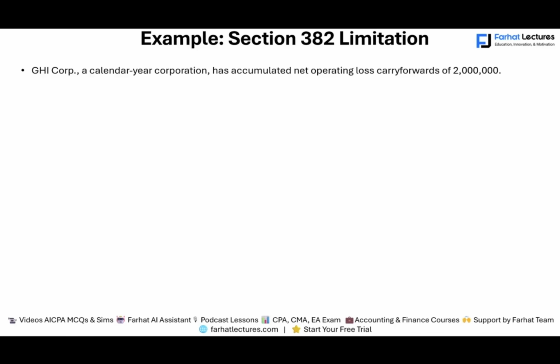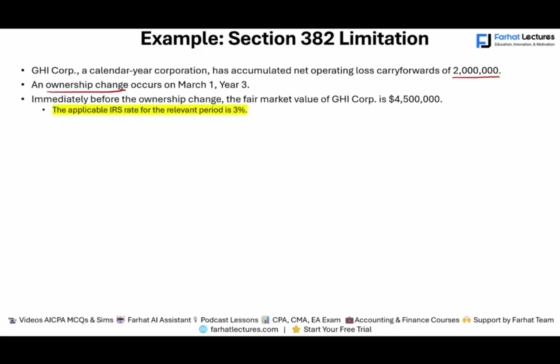GHI Corporation is a calendar year corporation with an accumulated NOL of 2 million. That's how much they have, which is 2 million of losses that they can deduct in future years at any point. There is an ownership change on March 1st, year 3. So we're already told that was an ownership change. Immediately before the ownership change, the fair market value of GHI is 4.5 million. The applicable IRS rate for the relevant period happens to be 3%.